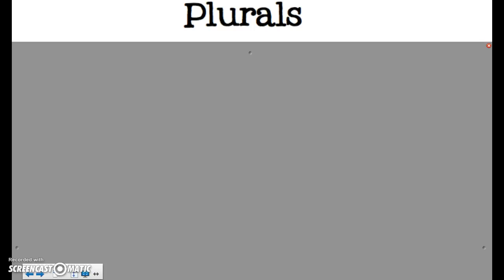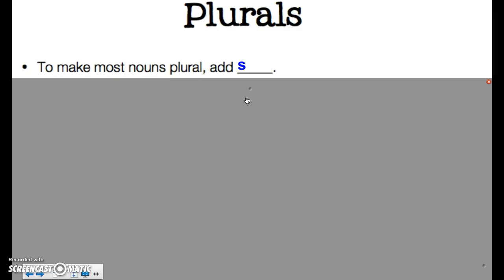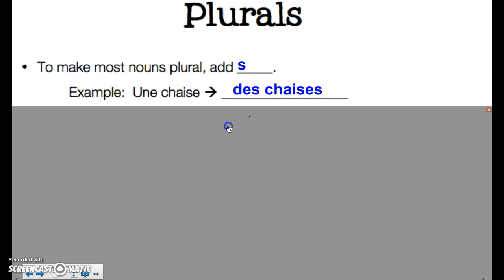So we're on to plurals now. When we want to make nouns plural, so we want to talk about having more than one of them, there's a pretty basic rule that we're going to do. It's very similar to English, so similar in fact, that it's the same. To make most nouns plural, all you have to do is add an S. So une chaise becomes des chaises.